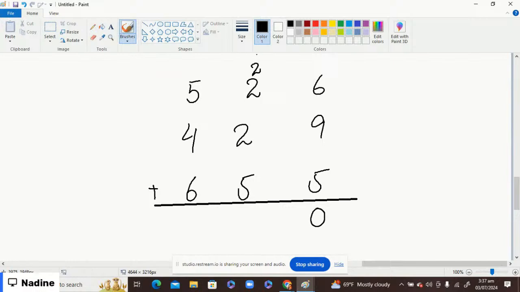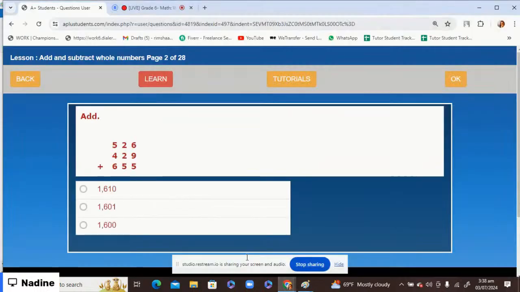2 goes up as a carry. Now 2 plus 2 is 4. 4 plus 2 is 6. 6 plus 5 is 11. 11, so 1 is here. 1 goes up as a carry. Now just add all of it. 1 plus 5 plus 4, that is 10. 10 plus 6 is 16. So it means that your answer is 1610. Let's check.